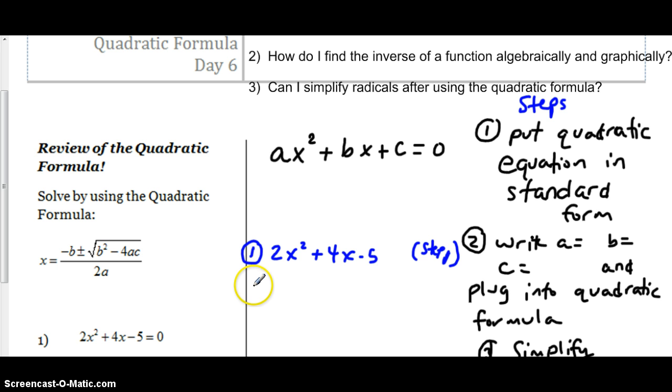So for our problem number 1, our a, again, is the number in front of the quadratic, so the x squared term. So a is equal to 2. Our b is the number in front of the linear term, so our b is 4. And then our c is our constant. So there's our a, b, and c. If it's out of order for some reason, you must put it in order to pull out the correct a, b, and c. So this is part of step 2, and now we're going to plug it into the quadratic formula. So I'm going to take a and plug it into all the a's here. There's 2 spots for a. B, we're plugging into the 2 spots for b, and then c, there's only 1 spot.